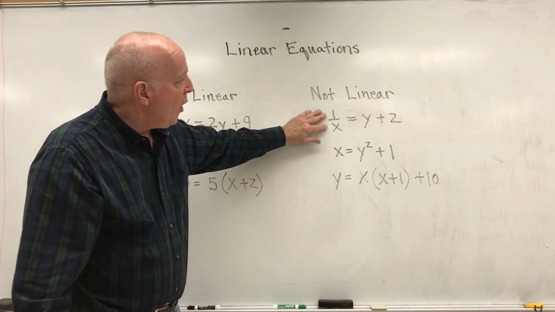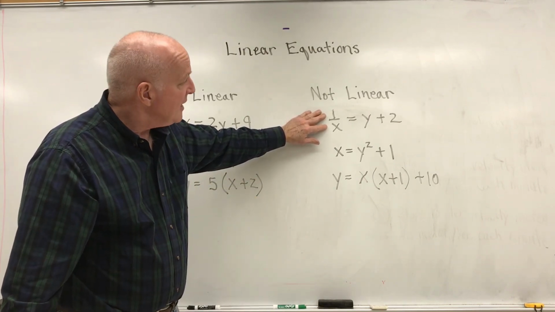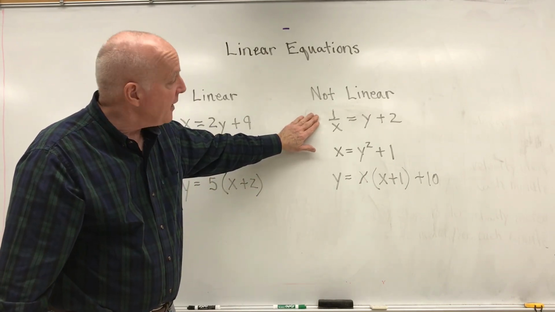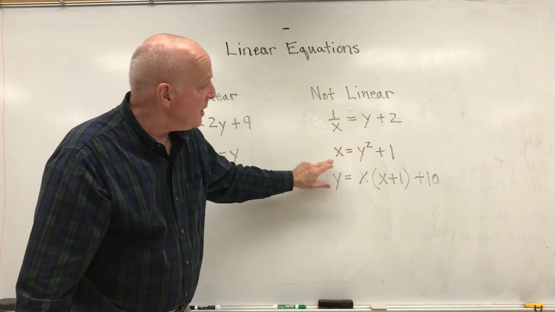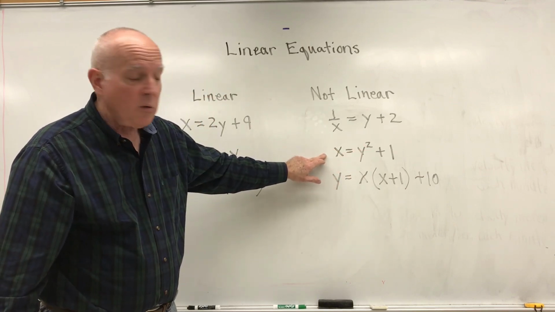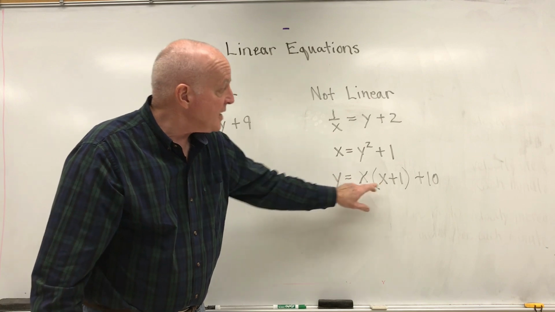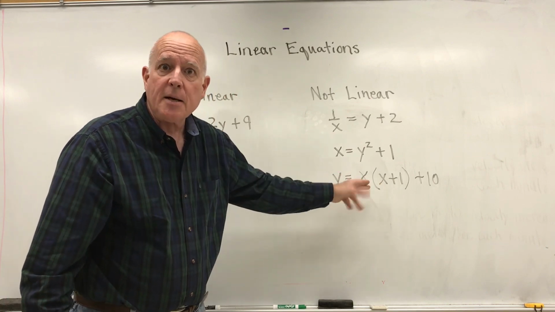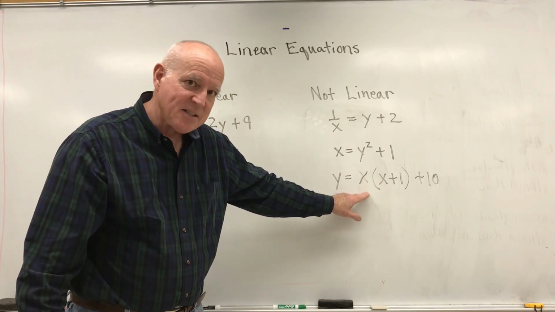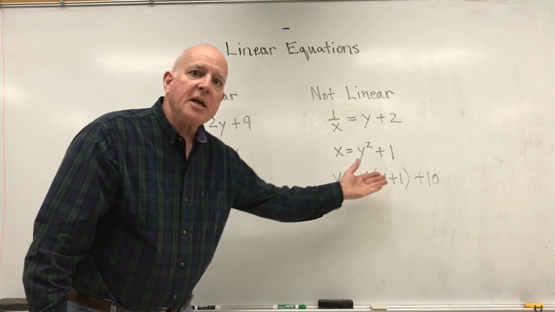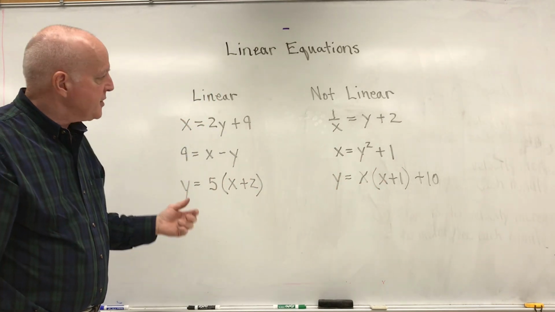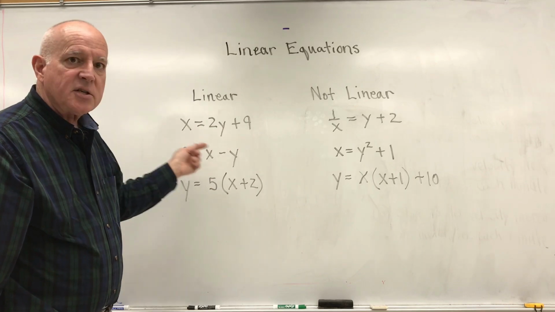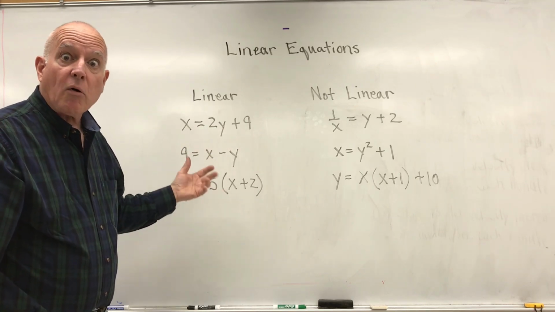If we see 1 over x or 1 over y, that's not okay, that's not a straight line. If we see a squared term, that's not a linear equation. If we see an x times an x or a y times a y, that's the same as y squared or x squared. That's not a linear equation. Think about identifying linear equations by looking at x's and y's and if there's a power or a fraction.